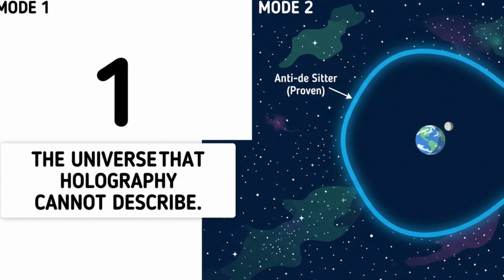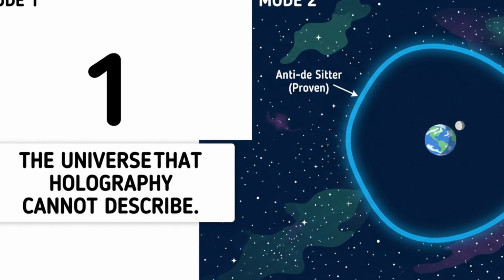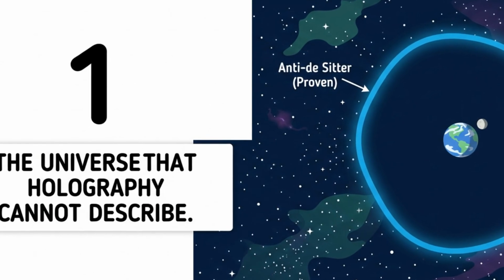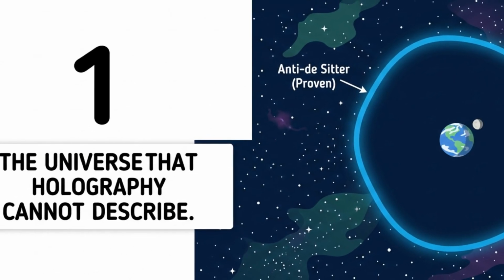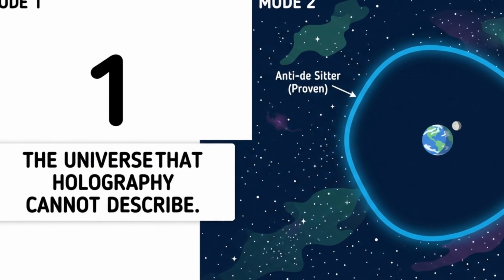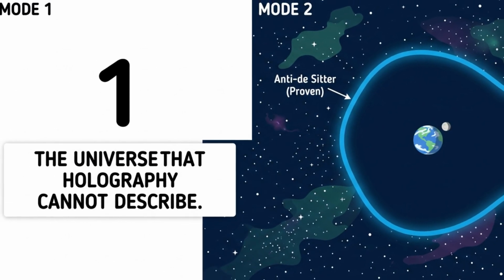Number 1. The universe that holography cannot describe. Every entry so far has built toward a single, quietly devastating fact. The strongest mathematical evidence for the holographic principle exists almost entirely for anti-de Sitter universes, and we do not live in one.